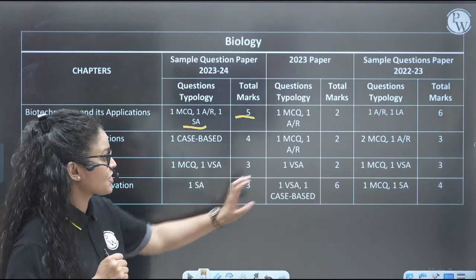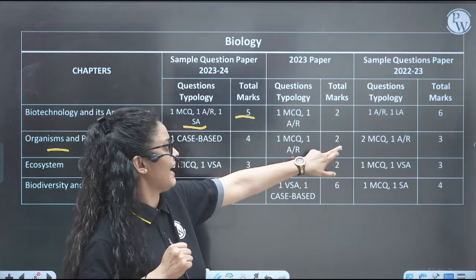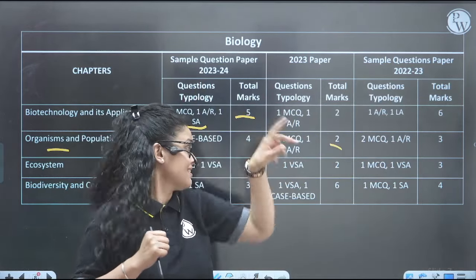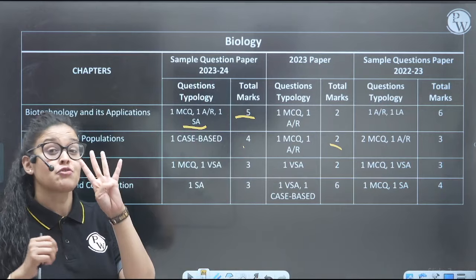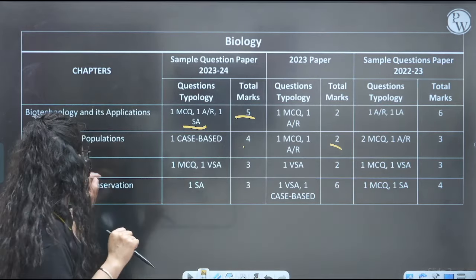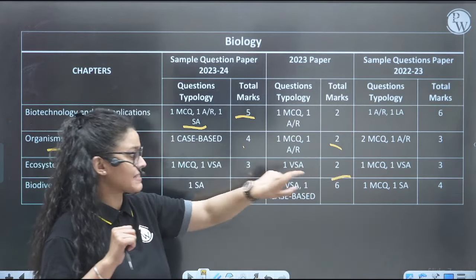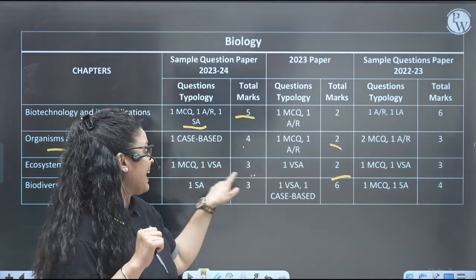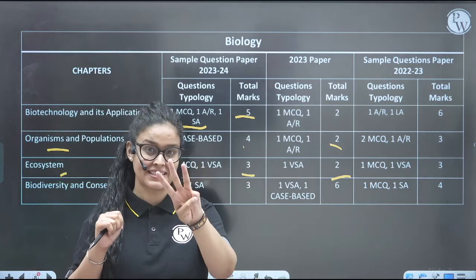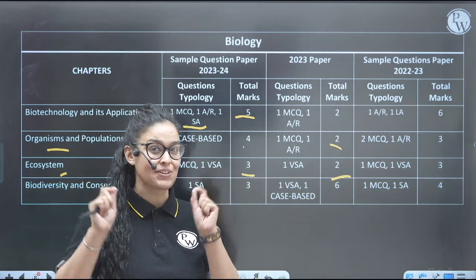Organism and population: they asked 3 questions in the sample papers, 2 MCQ, 1 assertion reason, and the actual exam had 2 questions. And this time they have asked a 4 marks question, 1 case based study from the sample paper itself, right? Ecosystem: 3 marks question in the sample paper. The actual exam had a 2 marks question. And this year they have asked a 3 marks question in the sample paper. Now again, imagine the weightage of the marks, right?